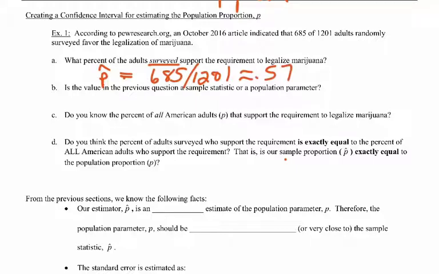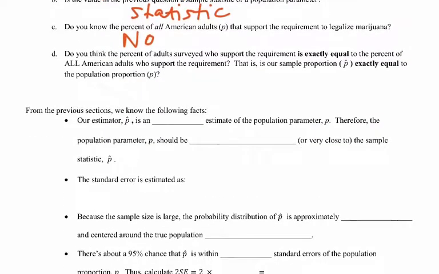Is the value in the previous question a sample statistic or a population parameter? Well, of course, that's measured on our sample, so that would be a statistic. Do you know the percent of all American adults that support the requirement to legalize marijuana? They're basically asking us for the parameter P, the proportion of all adults who support this requirement. Well, I can't actually go out and ask everybody what their opinion is, so I don't know the true population, but I want to be able to come up with an estimate based on our sample. It says, do you think the percent of adults surveyed who support this requirement is exactly equal to the percent of all American adults who support this requirement?